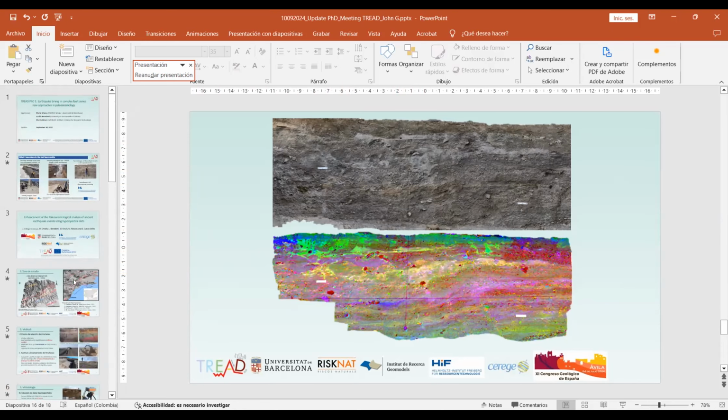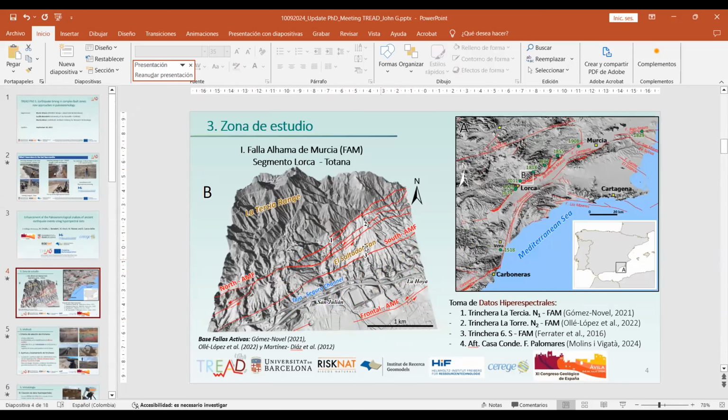I don't know about the proper depth, but I know that all these faults in this shear zone, in the end, according to the models, merge into one single fault at the bottom, at least in the Alhama de Murcia fault. Okay, so they are part of a flower structure. Exactly, it's a positive flower structure, at least in this area.